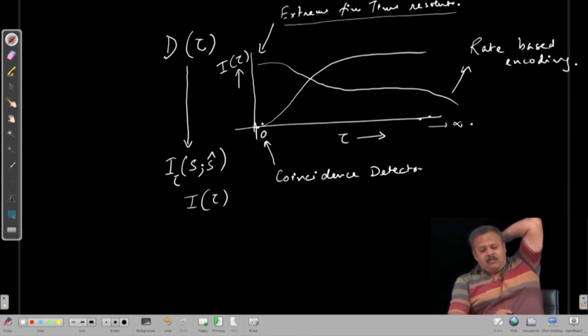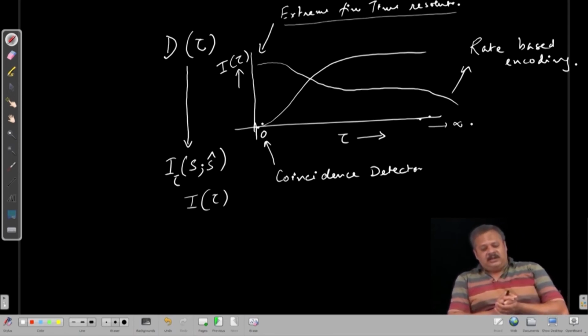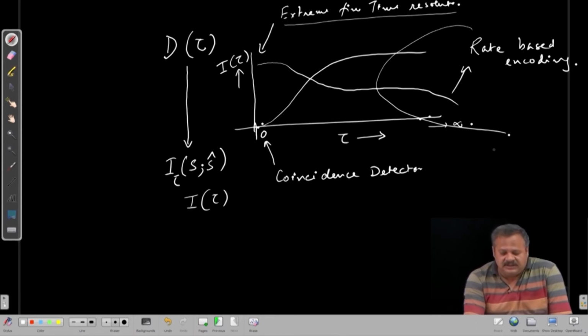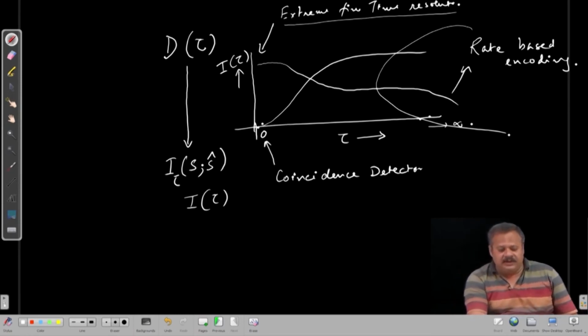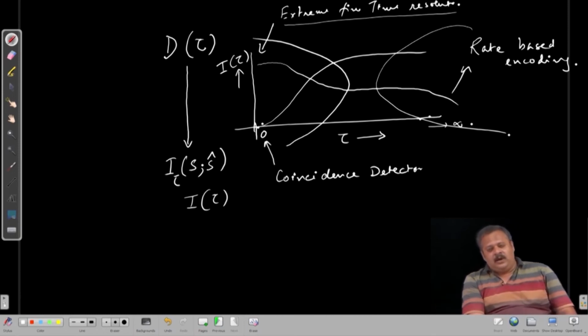role. Whereas in the rate based encoding, where the tau goes off towards infinity, the timing of the spikes wouldn't matter. So if we randomize the locations of the spikes, the distances would still be the same. So as we go towards this side of this graph, we are going towards rate based coding. As we go towards this side of the curve, we are going towards spike time based encoding.